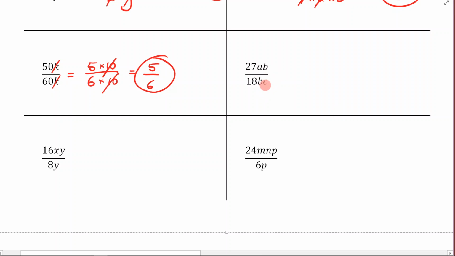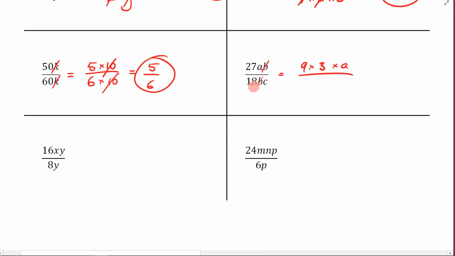We come over here. You can immediately see that B is going to cancel with that B. And now I just have to figure out how my numbers are going to break down. Well, this 27 is the same thing as 9 times 3. And remember, I still have this A here. And then on the bottom here, I have 18, which is the same thing as 9 times 2. And I still have a C there. So these 9s are going to go away with each other. And I'm going to be left with 3A over 2C. And that's going to be my answer there.